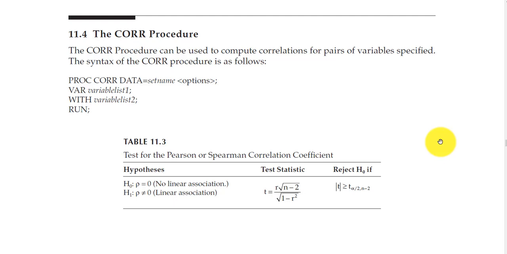The CORR procedure is used to compute correlation coefficients between pairs of variables. So the simple syntax here is PROC CORR with a VAR statement, or you can use PROC CORR with both of these statements, VAR and WITH. So it's either these two statements or all three of these, of course, a RUN statement, and then you list the variables you wish to have in the correlation analysis.